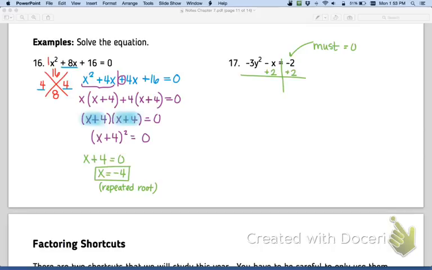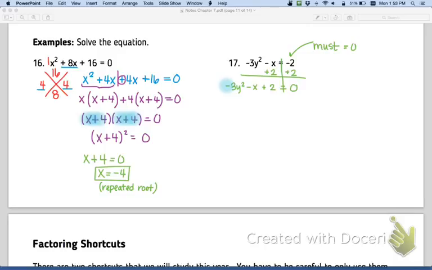Do I have any like terms that I can put the 2 with? No, so I'm going to have to just put them all together. Negative 3y squared minus x plus 2 equals 0. Now don't forget, what are we going to have to do with this negative in front right here? Distribute it through the whole thing.